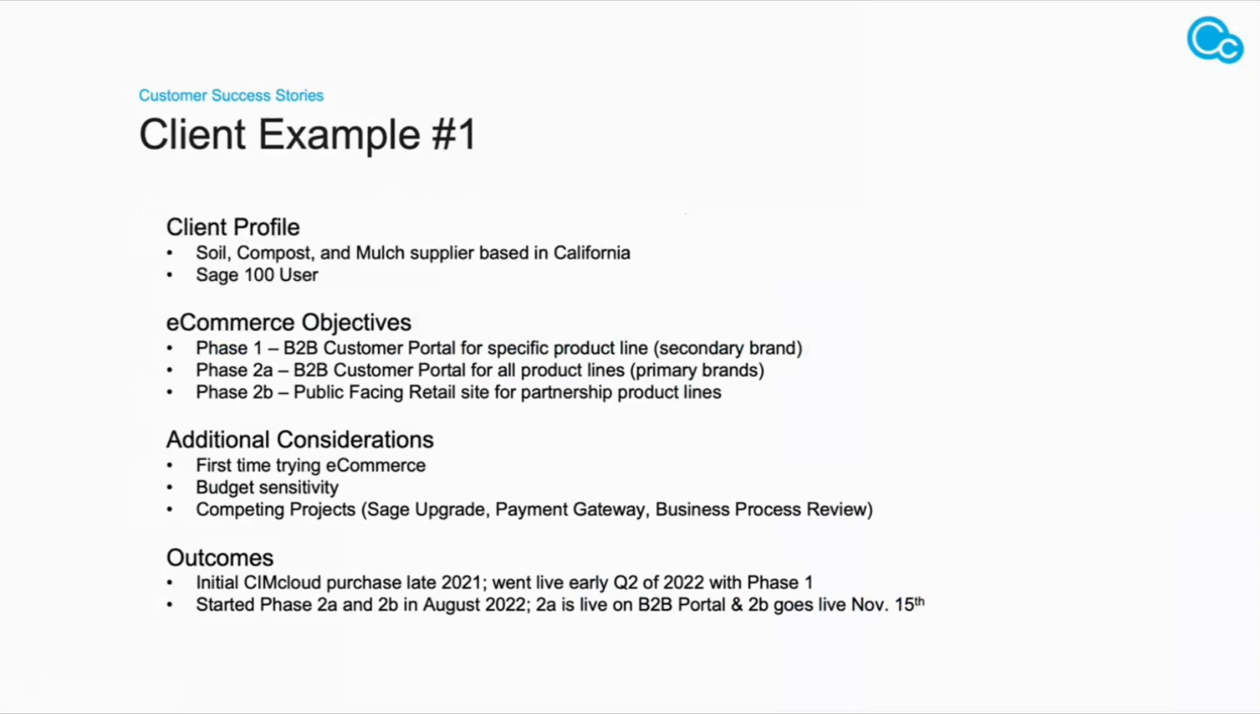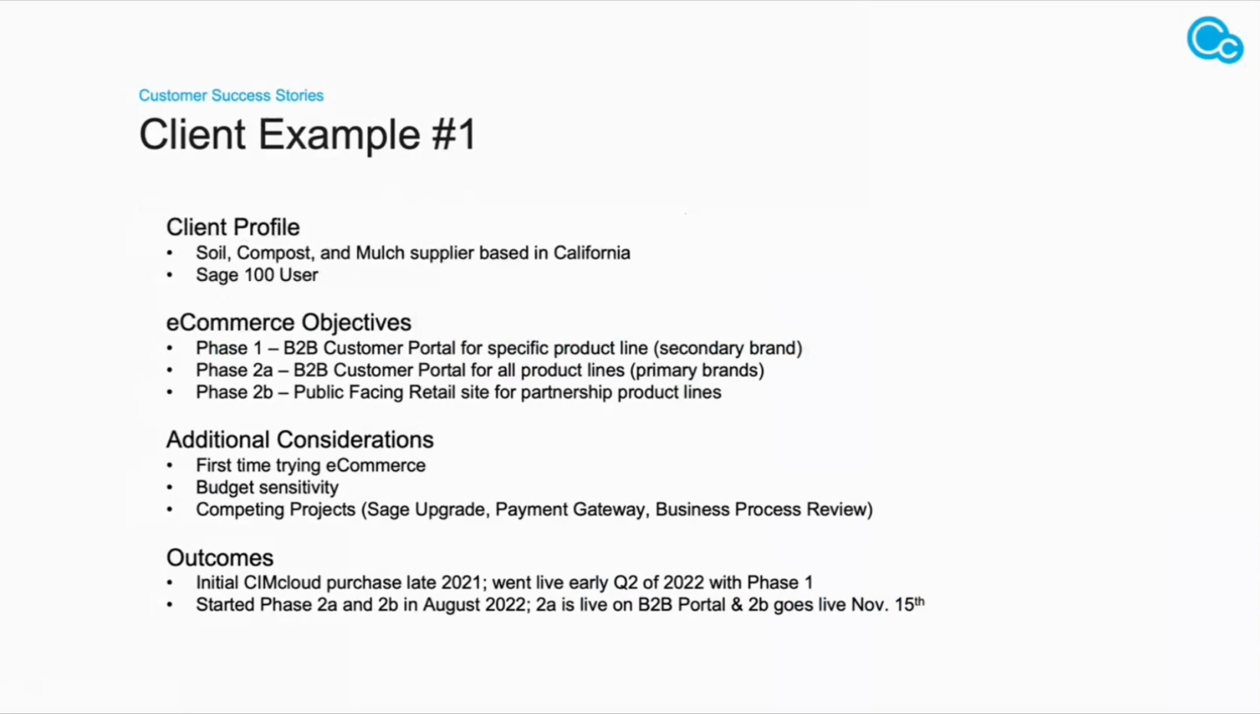And then we're currently in the implementation process of that retail site that's going to be going live, hopefully November 15th. I know that's the date that was established when I spoke with them last week. But the key thing, just looking at it here, is they went live with phase one.